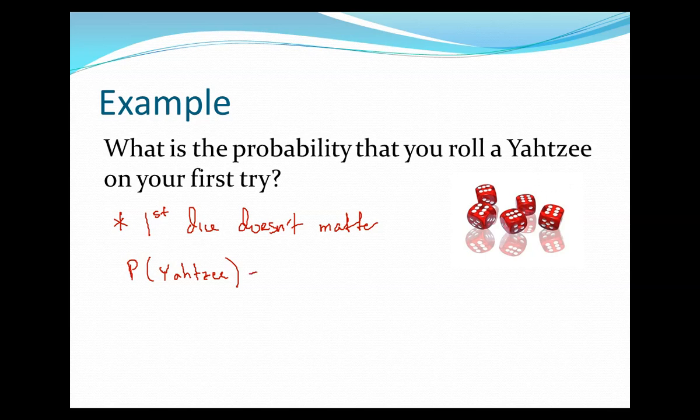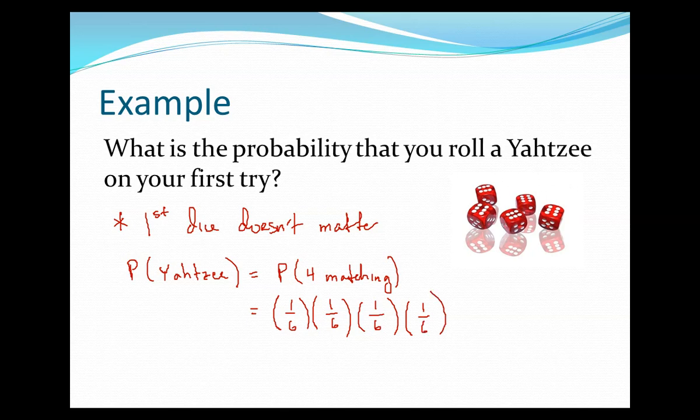spelled that right, yeah, is the probability of getting the 4 matching dice. So after the first roll, the probability that the second dice matches it, well, there's going to be a 1 in 6 chance of getting a match. And for the third dice, a 1 in 6 chance of matching. For the fourth dice, there's a 1 in 6 chance of matching. And for the last one, 1 in 6.